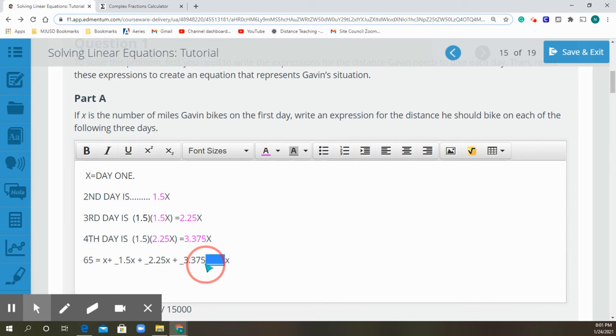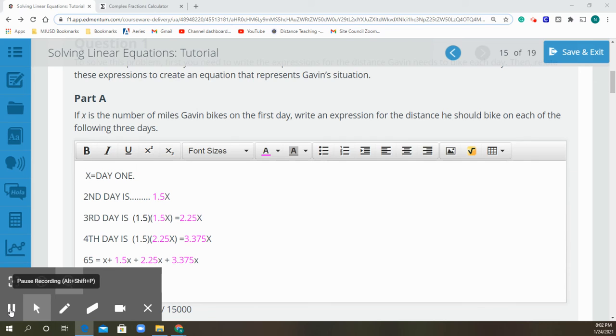And what that gives us is the equation. So we've taken the expressions: expression for day 1, x; expression for day 2, 1.5x; expression for day 3, 1.5x times 1.5x; expression for day 4, 1.5x multiplied by 2.25x. So we're just taking what each expression equals and putting them where they go. I can make those pink because that's fun. We don't want any signs getting in or making us confused. So now all we have to do is simplify that and solve it.